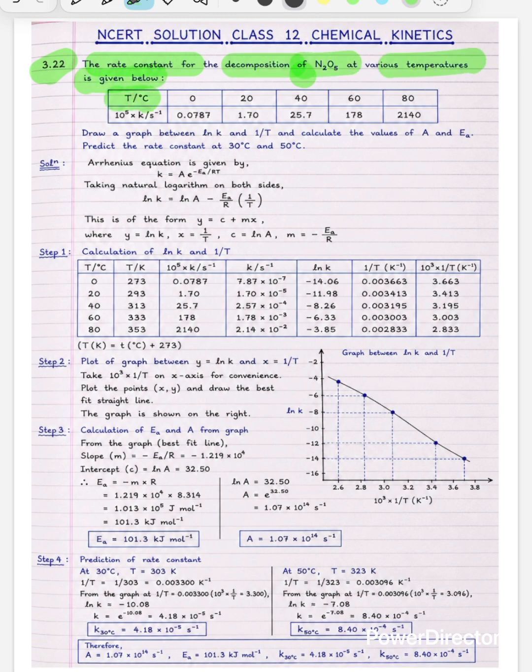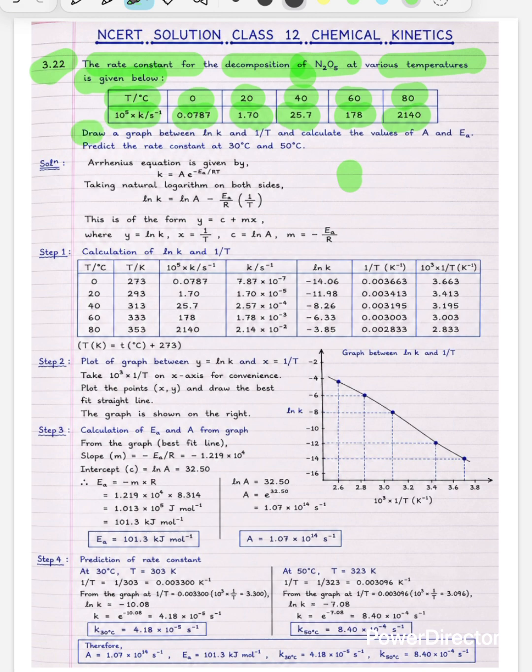That is, at temperatures of 0 degree Celsius, 20 degree Celsius, 40 degree Celsius, 60 degree Celsius, and 80 degree Celsius, the rate constant K multiplied by 10 raised to power minus 5 is 0.07, 0.0787, 1.70, 2.25, 25.7, 178, and 21.40. This is the value of K. So what we have to calculate here?